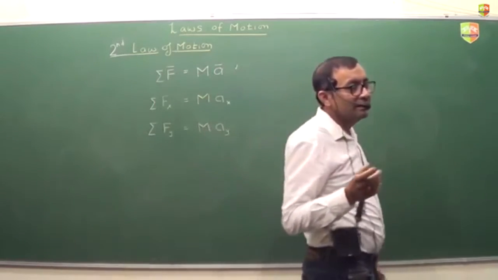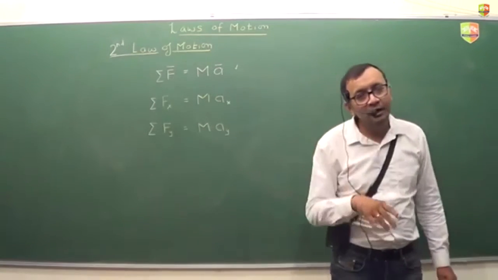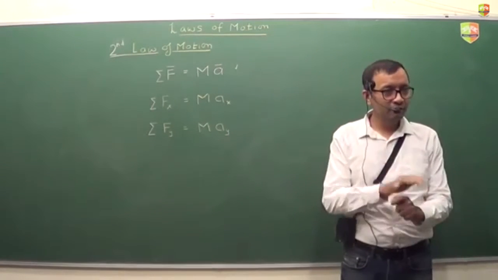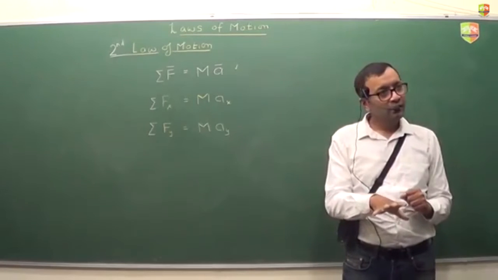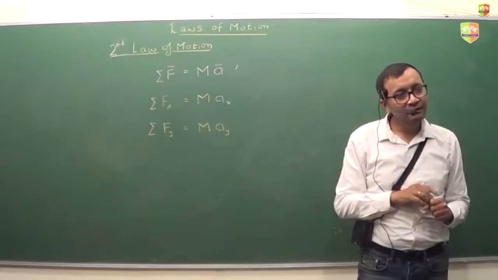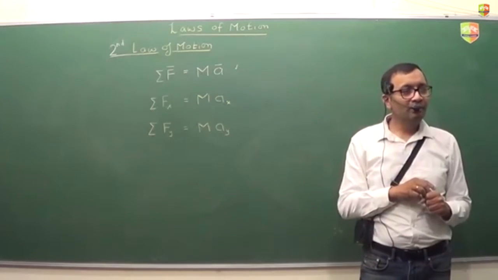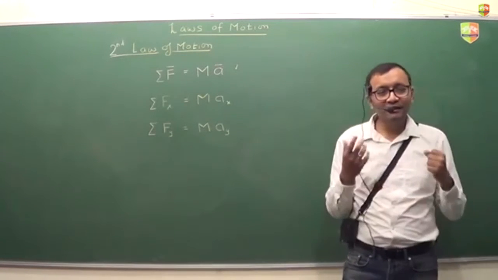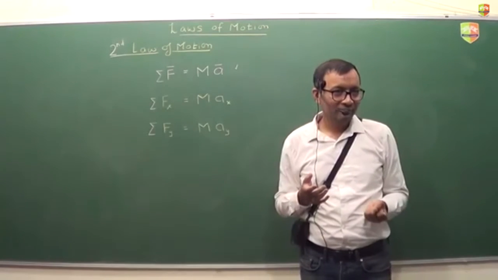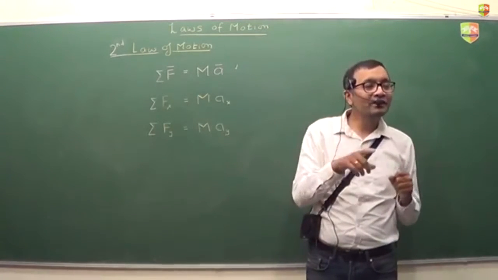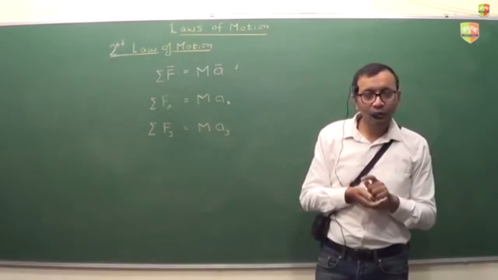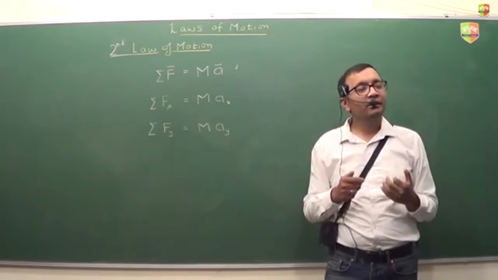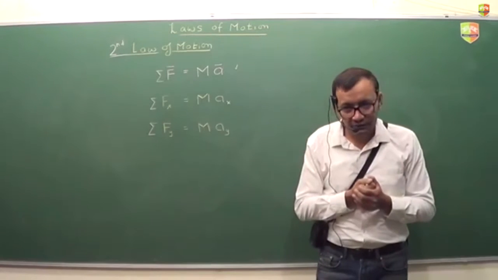Okay. But does the object know that there are multiple forces? No. The object experiences only the net force. Can an object have multiple accelerations? No. Can an object have multiple forces? Yeah. So why can't it have multiple? The object doesn't know multiple forces are acting on it. Really, it is you who has divided the forces, you are observing the force as multiple forces. Similarly, acceleration can be split into two or three things.